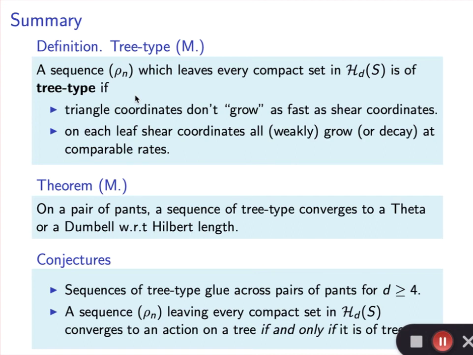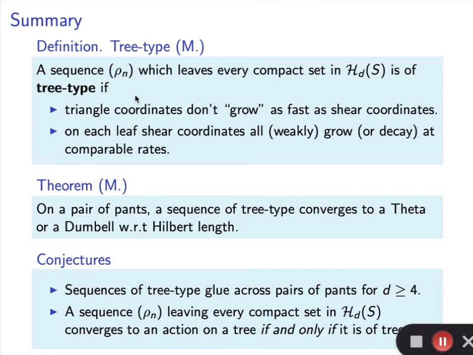The main definition is this new definition of a sequence of tree type, where the triangle coordinates don't grow as fast as the shear coordinates, and on each leaf your shear coordinates either all weakly grow or they all weakly decay. And then the theorem is that on each pair of pants, in all dimensions, your sequence of tree type converges to a theta graph or a dumbbell.